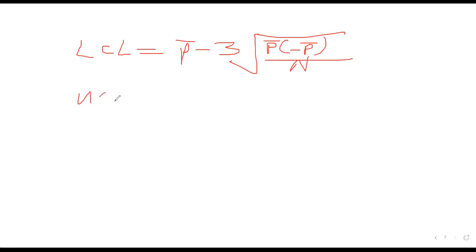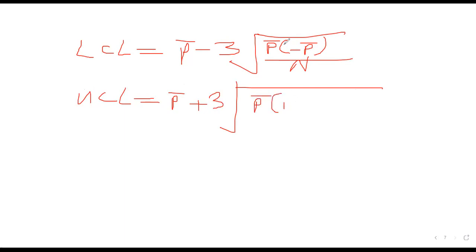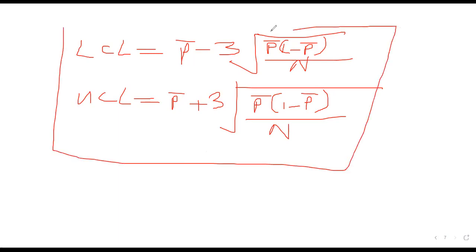The upper control limit is equal to P bar plus 3, then the square root of P bar, 1 minus P bar over N. It's supposed to be 1 here, minus P bar over N. This is how you find the upper and lower control limits. This is for the P chart.